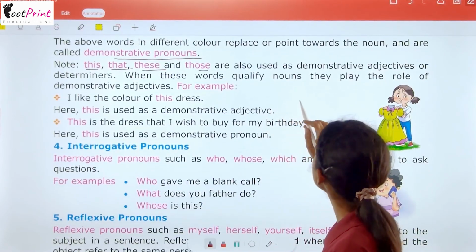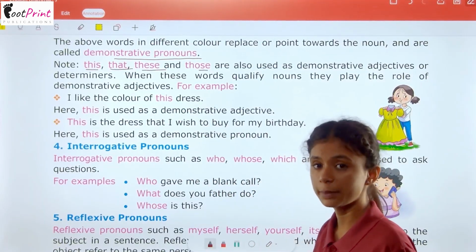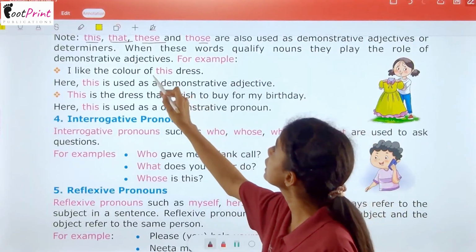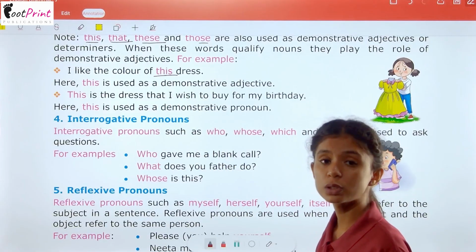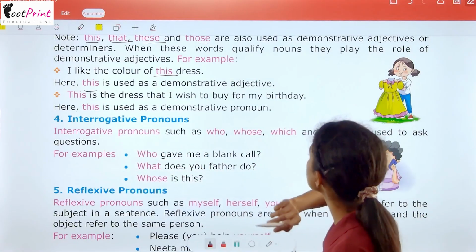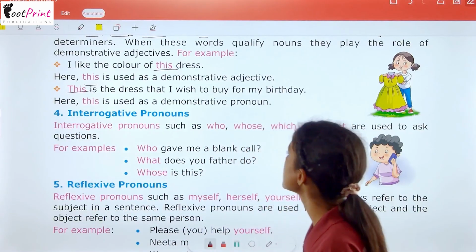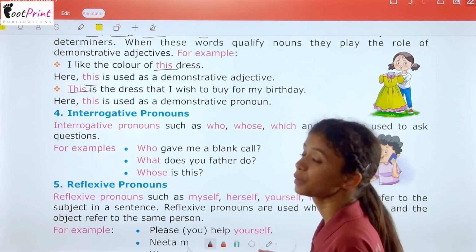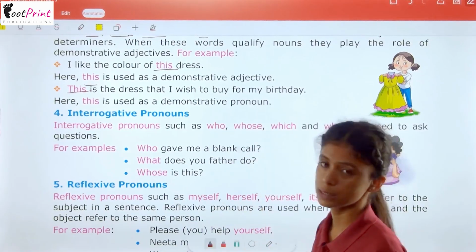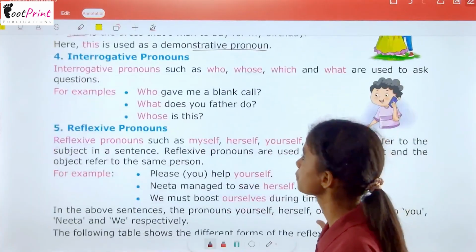When these words qualify nouns, they play the role of demonstrative adjectives. For example, I like the color of this dress. So they are qualifying it. Here, this is used as a demonstrative adjective. This is the dress that I wish to buy for my birthday. Now, as you can see, we are pointing towards the dress in this sentence, so it is used as a demonstrative pronoun.